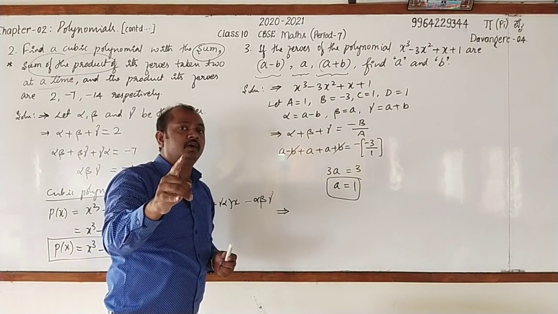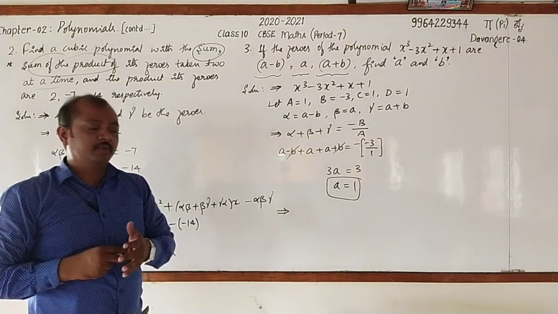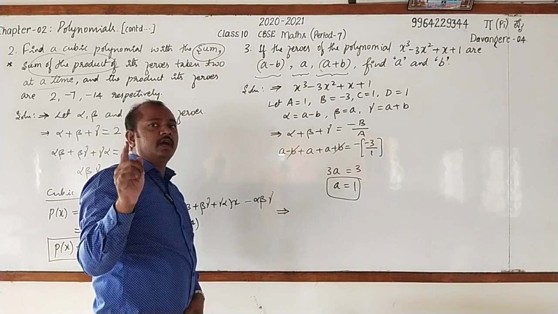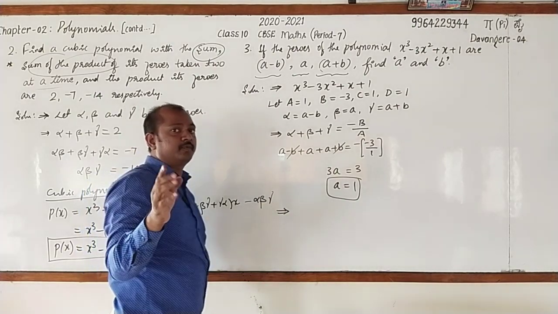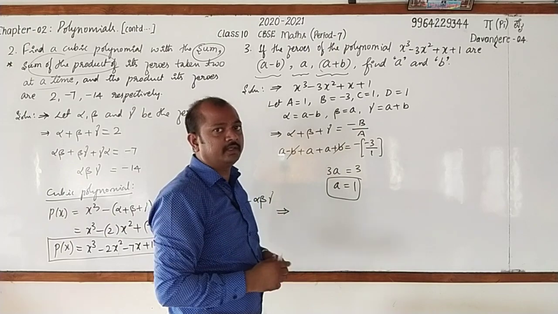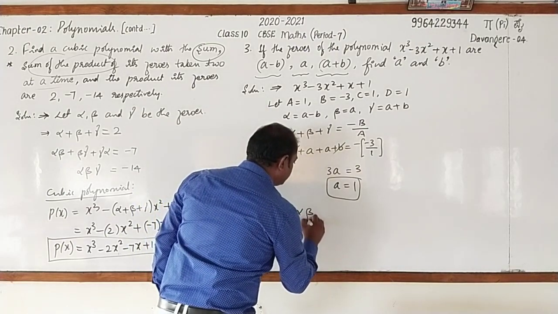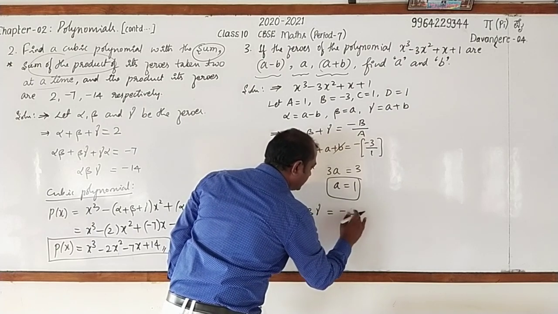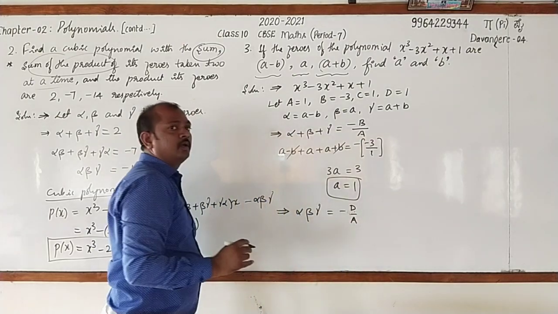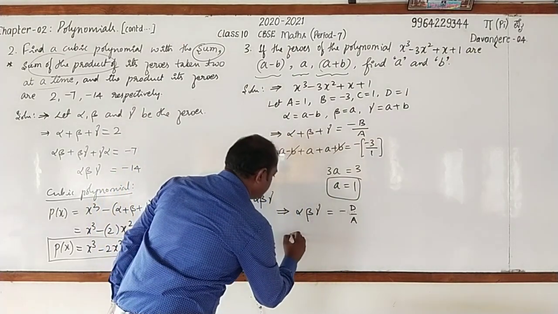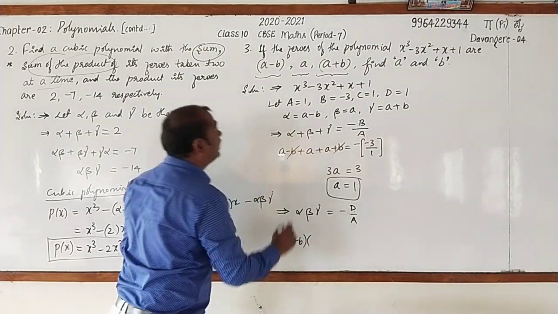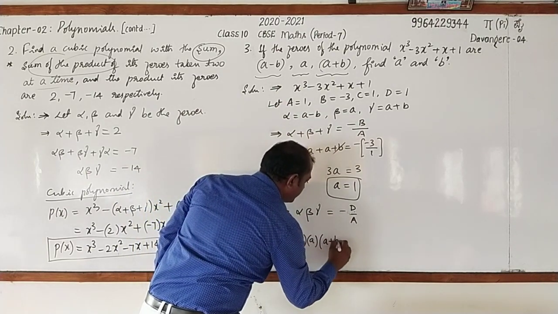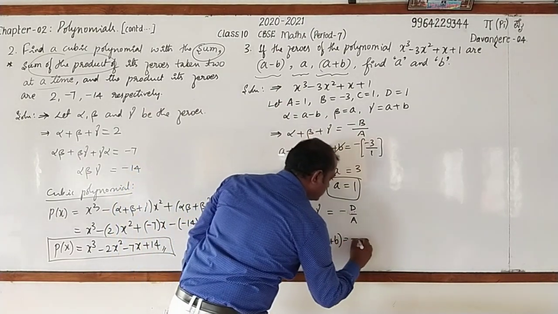We want the value of B. How do you find out? We have the other two. We can go for these. But if you take alpha beta plus beta gamma plus gamma alpha, it takes many steps. So to avoid that, I go for using alpha into beta into gamma, which is minus d by a. Here I'll write minus d by a. What is alpha? Alpha is a minus b. Beta is a. Gamma is a plus b, which is equal to minus d.